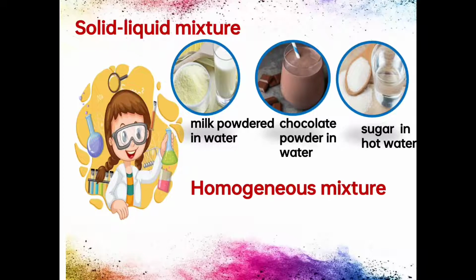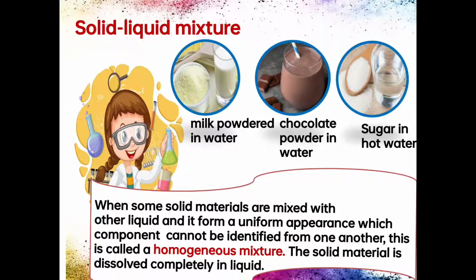These are examples of homogeneous mixture when solid is mixed with liquid materials: the milk powder as solid material and water as the liquid material, chocolate powder in water, and sugar in hot water. When some solid materials are mixed with liquid, and it forms a uniform appearance in which components cannot be identified from one another, this is called a homogeneous mixture. The solid material is dissolved completely in liquid.